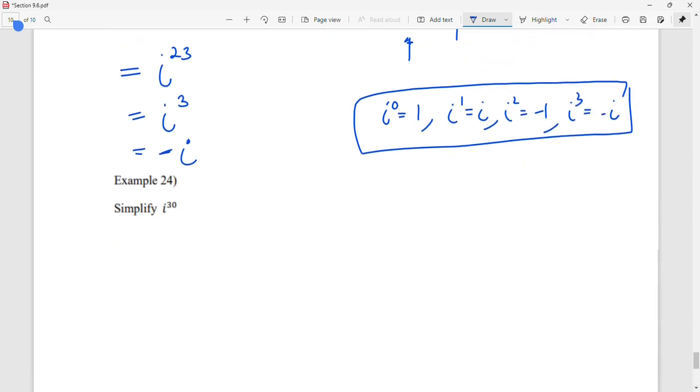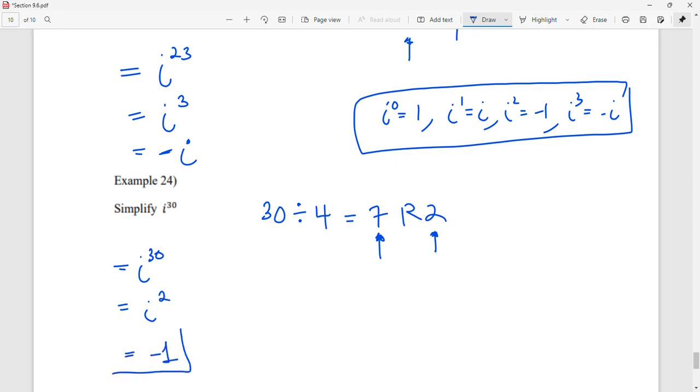Let's look at 30. So for 30, we'll take 30 divided by 4, and that gives us 7, remainder 2. So this means that it's going to go through the cycle 7 times, and it's going to land on i squared. So i to the 30 is equal to i squared. And so i squared we know is negative 1. So i to the 30 simplifies to negative 1.